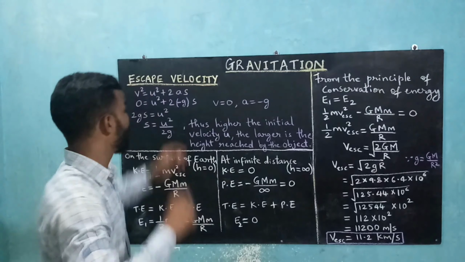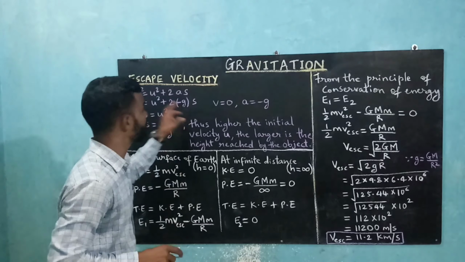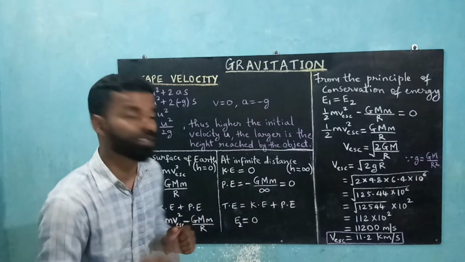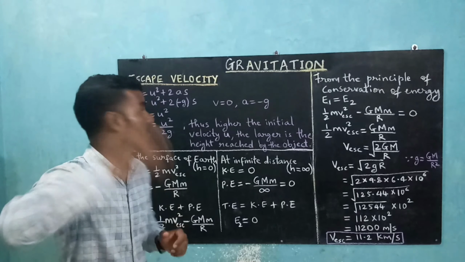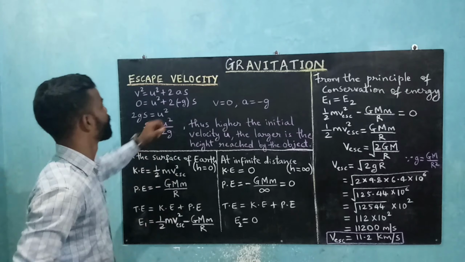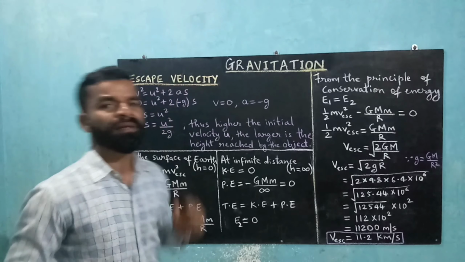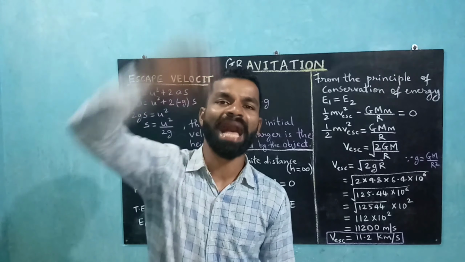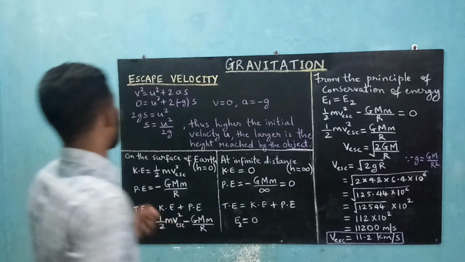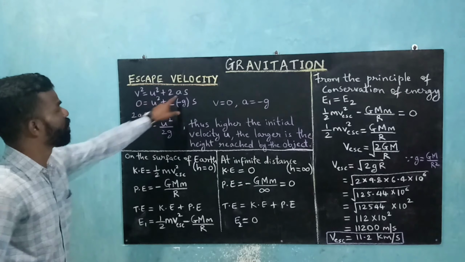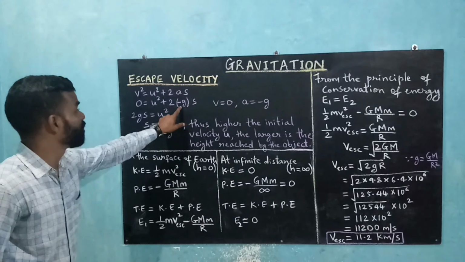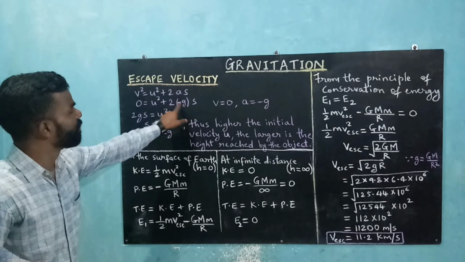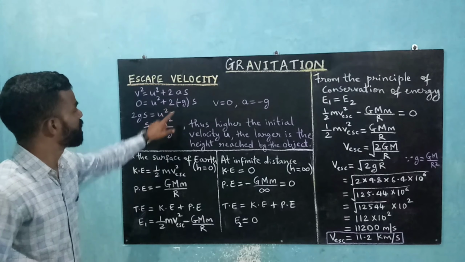So the value for acceleration due to gravity we are taking as negative, because the object is traveling against the acceleration due to gravity, which acts towards the center of the earth in the opposite direction. And s is the distance to which the object travels, or in other words we can call it the height to which the object travels. So v we are taking as 0, a we are taking as negative g. So u square plus 2 into negative g s, so this becomes minus 2gs.